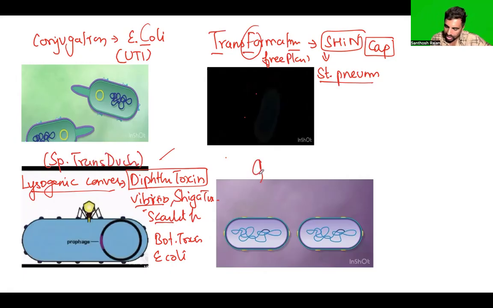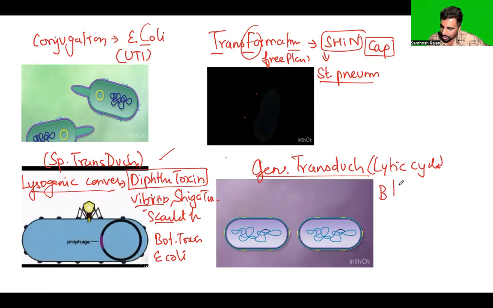But this one is generalized transduction, which is also called the lytic phase or lytic cycle, because the host cell, the bacteria, is getting lysed. So transduction, remember, B for duction, B for bacteriophage is involved. In both cases bacteriophage is involved. For generalized transduction, you have to remember Staphylococcus aureus, excuse me.